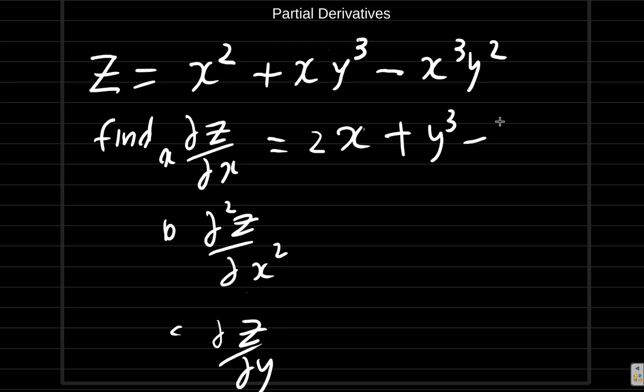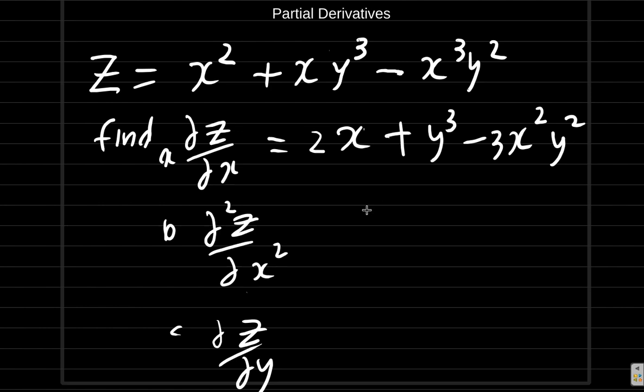Minus. And then this with respect to x, as you know, bring down the 3 times x to the 3 minus 1. 3 minus 1 is 2. And y is just a number, so it's y squared. You're treating it as if it's just a constant, alright? So that's the first partial derivative of z with respect to x.